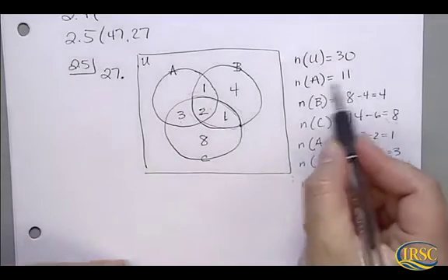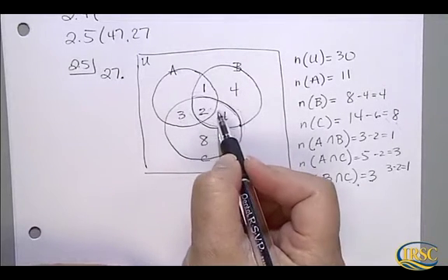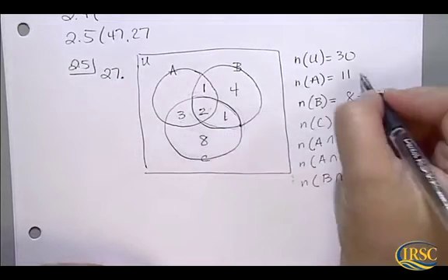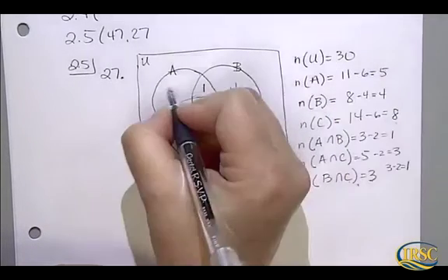Okay, moving up to A. So far in the circle for A, we've accounted for 6. We're supposed to have a total of 11, so subtract 6. We have 5 left for this region.